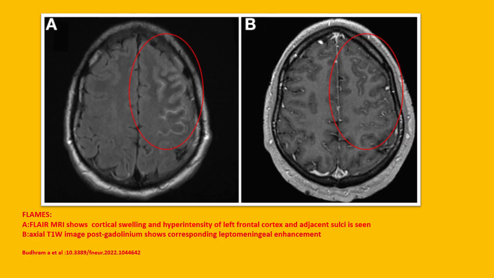This is brain imaging in another case of FLAMES. The image on the left is a FLAIR MRI showing cortical swelling and hyperintensity of the left frontal cortex and adjacent sulci. And on the right is an axial T1 weighted image post-gadolinium, which shows corresponding leptomeningeal enhancement.